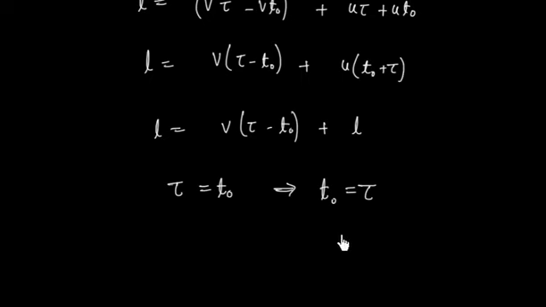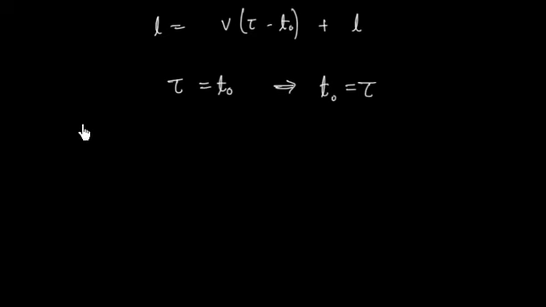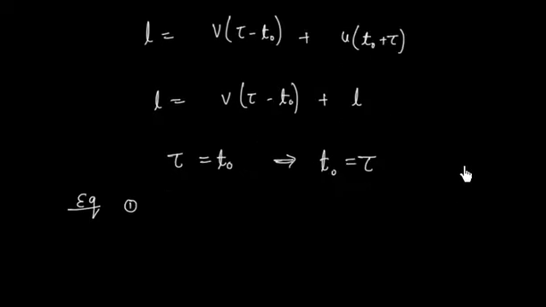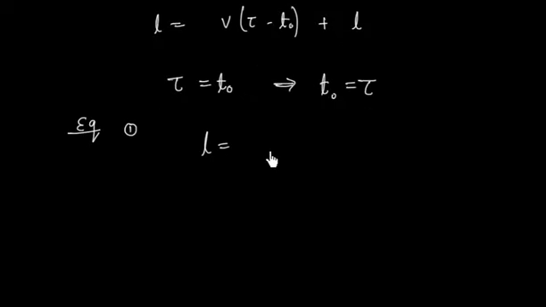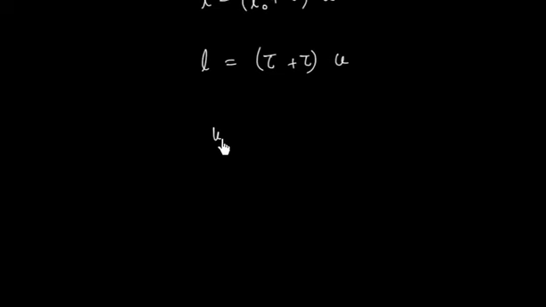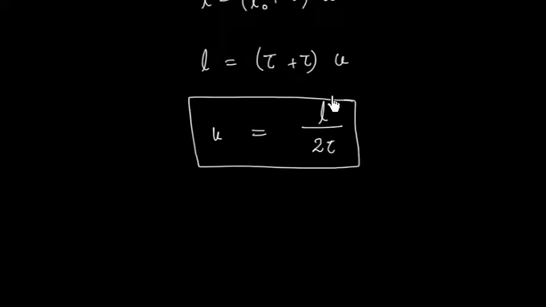Now if you put this value of t naught in equation 1, what we have in equation 1 is basically L is equal to t naught plus tau, into u. So now if I put the value of t naught, that is tau, we have tau plus tau into u. So from here we can calculate u is equal to L by 2 tau. So this is the flow velocity of the river.